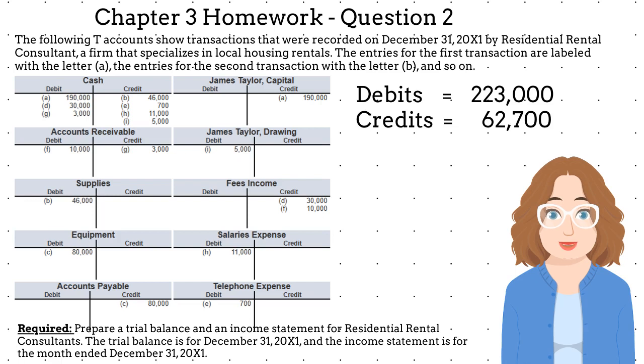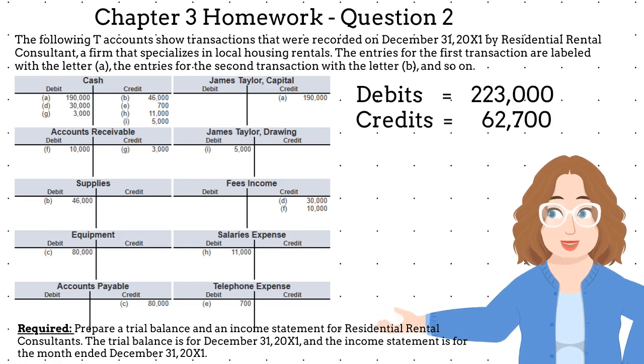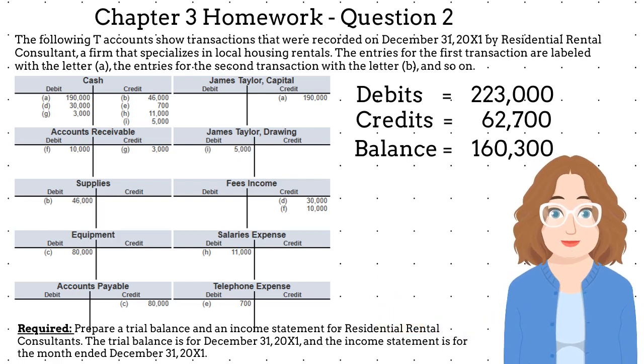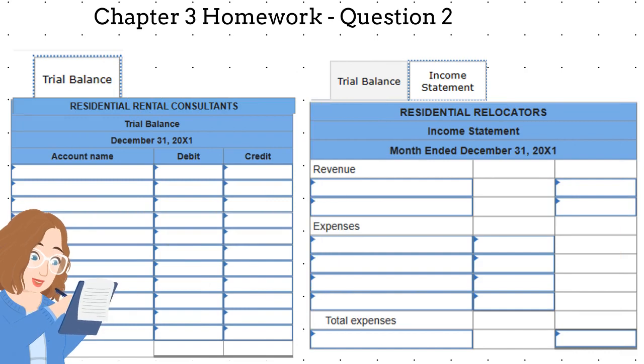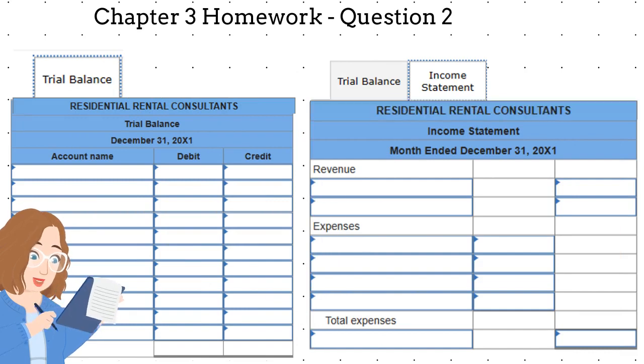That means that the balance of the cash account is $160,300, the difference between the debit activity and the credit activity. Let's add that on the next slide into our trial balance. We can now enter the account name cash and the amount of $160,300 as the first item in our trial balance.